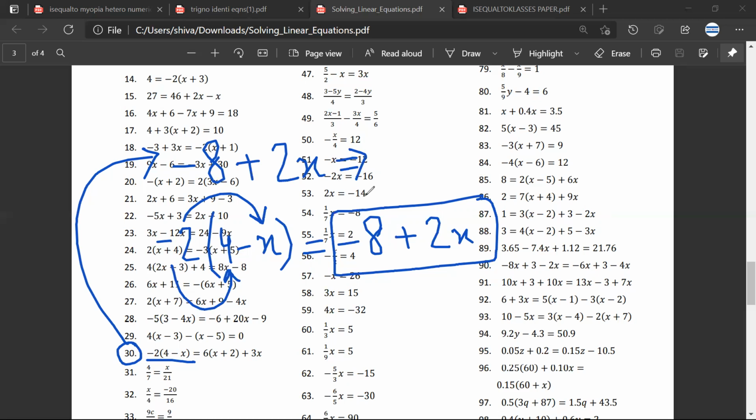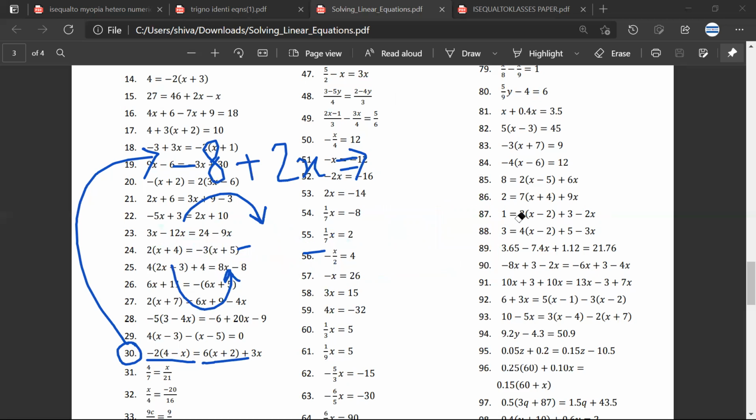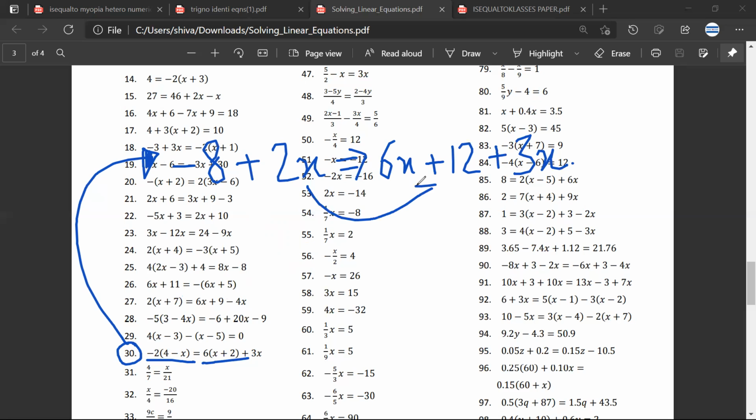Is equal to. Yes, sir. What should I write? So 6x plus 12 plus 3x. Okay. Next. We'll bring 2x to the right hand side, and 12 will come on the left hand side. Okay.